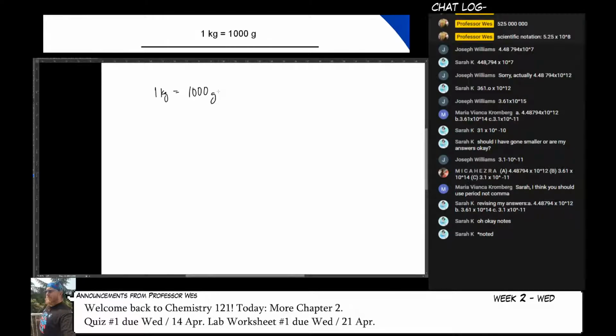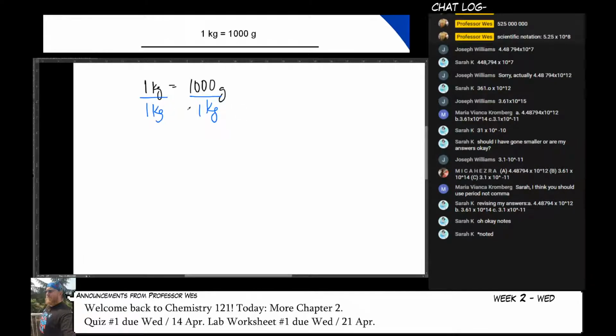We know there are 1,000 grams in a kilogram. That's just a definition. What I'm going to do now is divide both sides by 1 kilogram, which is what's written on the left here. Let me zoom this in a little bit.